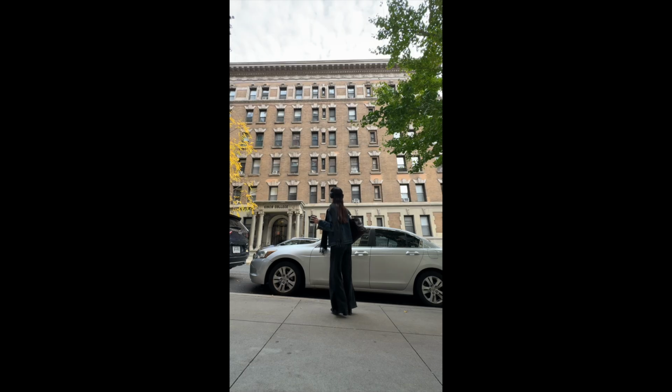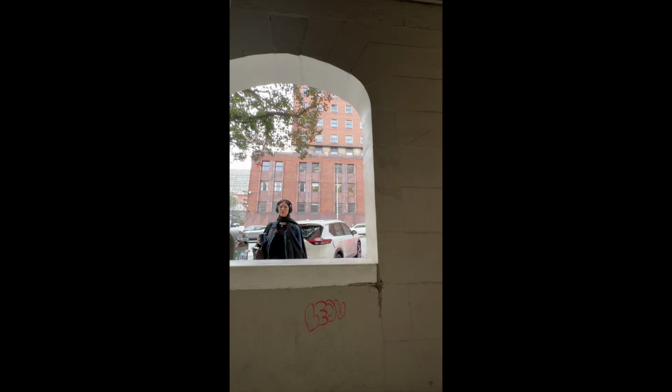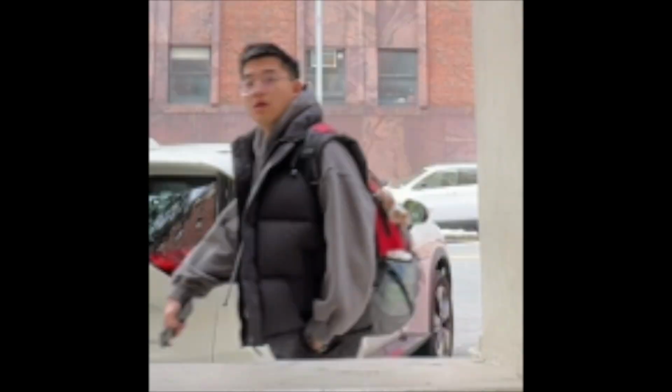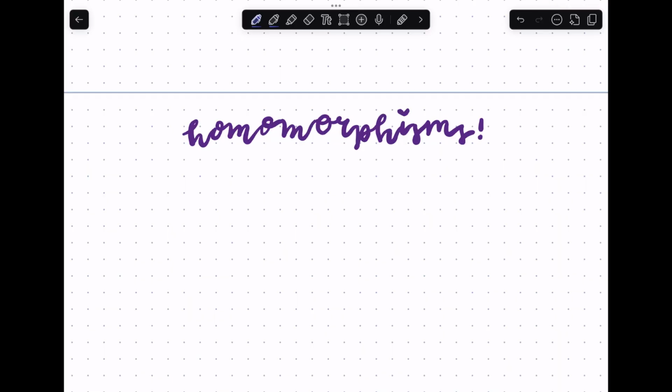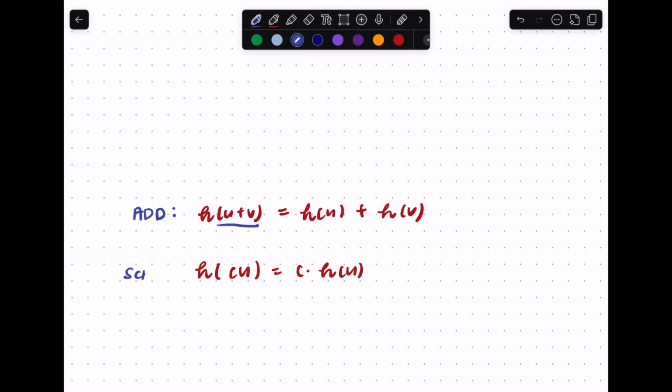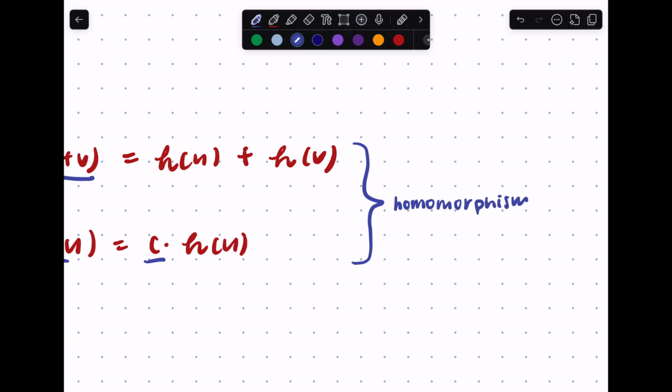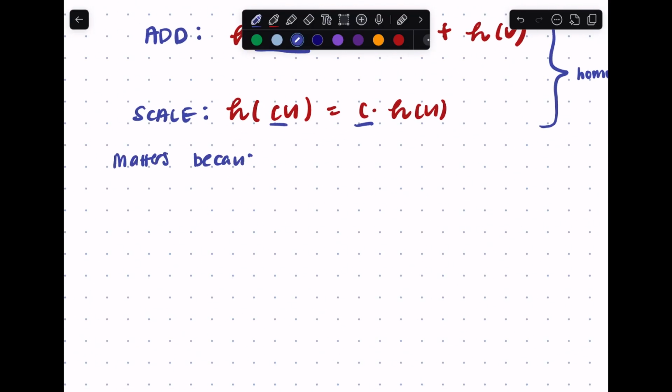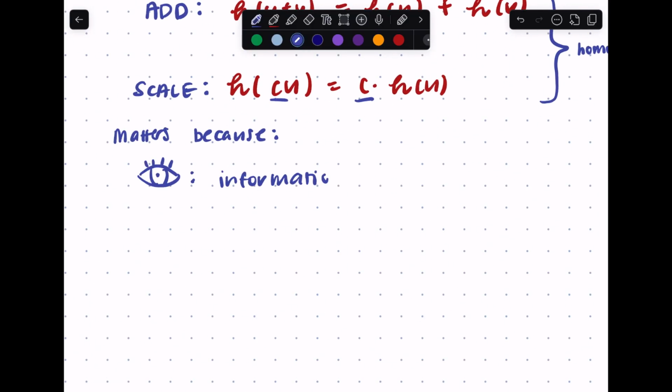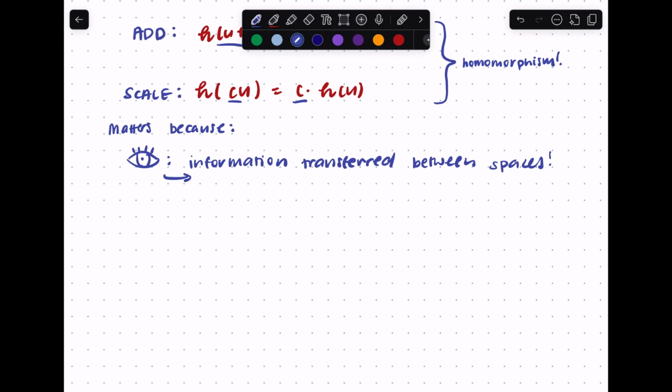In the city, two buildings might look similar, but their prices can be wildly different. Let's compare how different features translate into value using homomorphisms, a concept from linear algebra that means a map that preserves structure. If I add two vectors or scale them and the transformation preserves that relationship, it's considered a homomorphism. This idea matters because it lets us see how information is transferred between spaces, like how neighborhood features translate into real estate value and factor into pricing decisions.